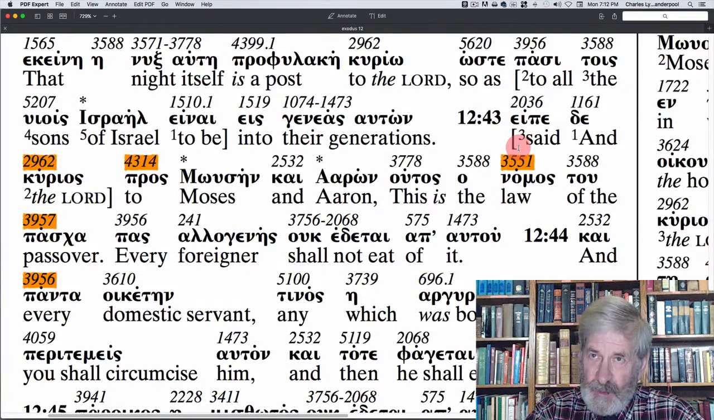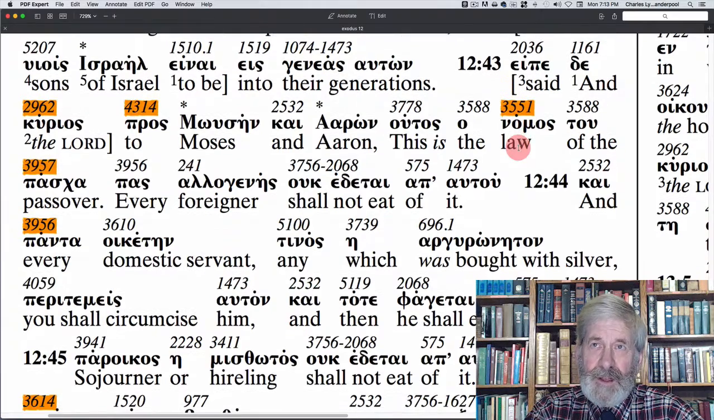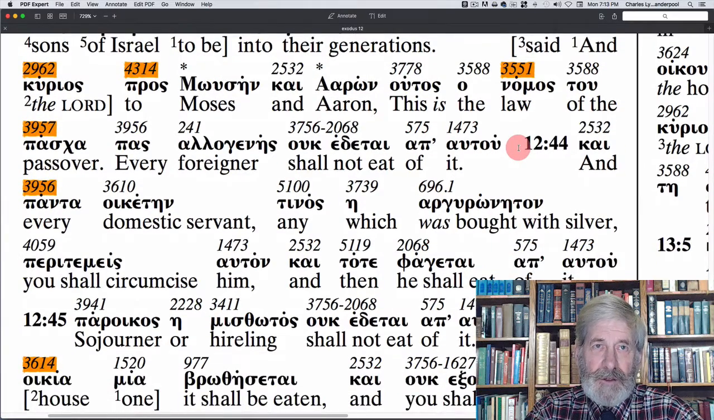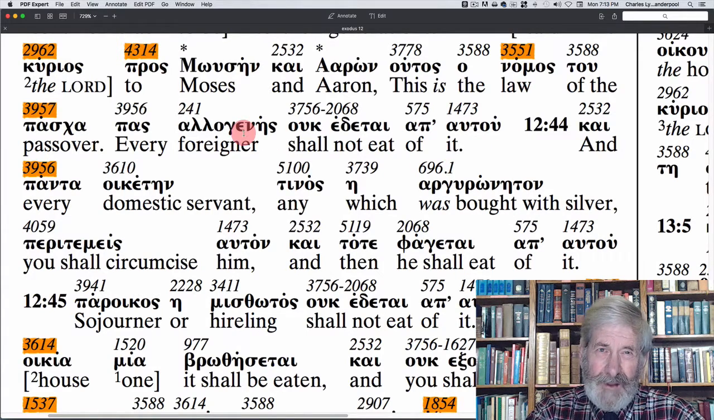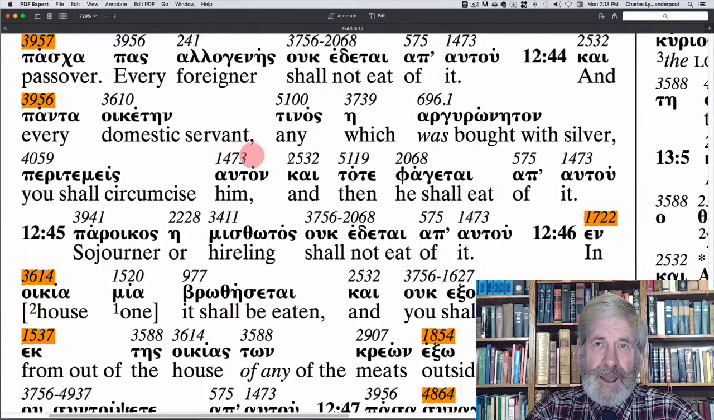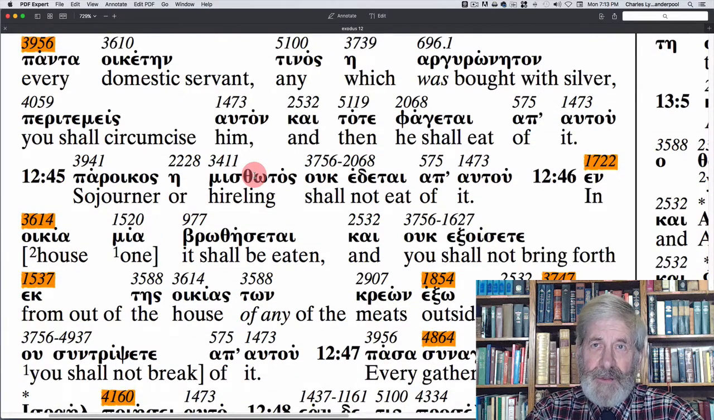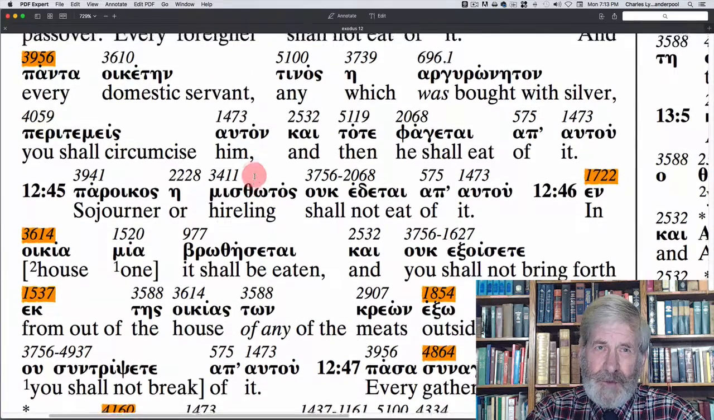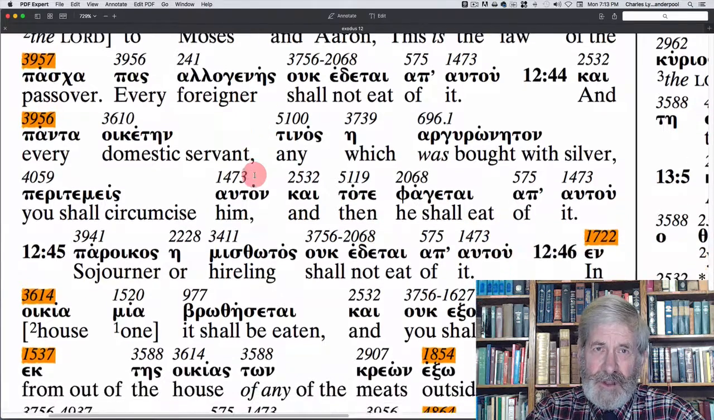That night itself is a post to the Lord, so as to be to all the sons of Israel and to their generations. And the Lord said to Moses and Aaron, this is the law of the Pascha. Every foreigner shall not eat of it. So the foreigner, that doesn't become Jewish, a proselyte. And every domestic servant, any which was brought with silver, you shall circumcise him, and then he shall eat of it. So basically, if it was an uncircumcised person, a foreigner that wasn't Jewish, then he couldn't eat of it.